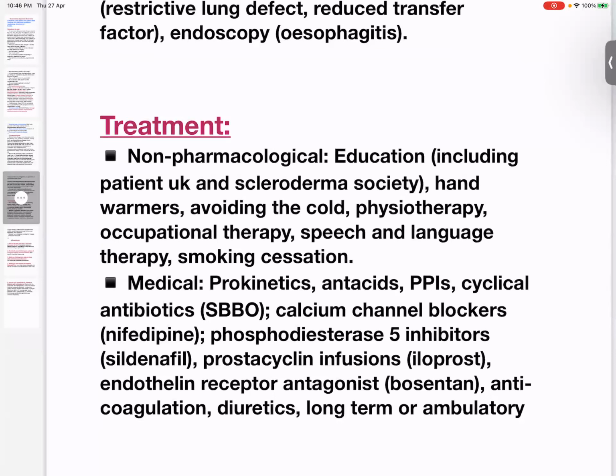Treatment, take the important points in treatment. Non-pharmacological: education, counseling, physiotherapy, psychological therapy, psychological support, occupational health officer, social worker, hand warmers, avoiding the cold. These are all included in the education and counseling of the patient. Occupational therapy, speech and language therapy, smoking cessation, and vaccination.